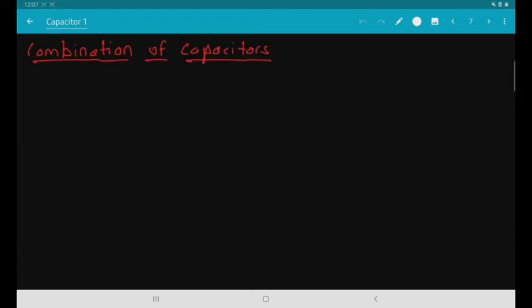Okay, now let us see what are the ways to combine the capacitors. Like we have different ways to combine the resistors.